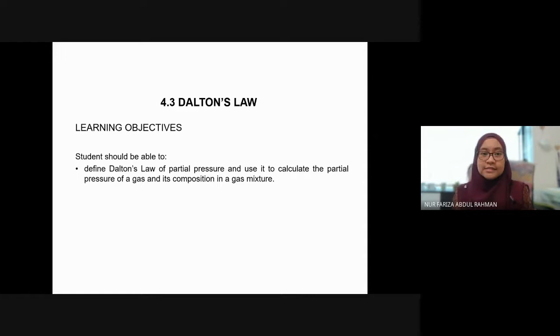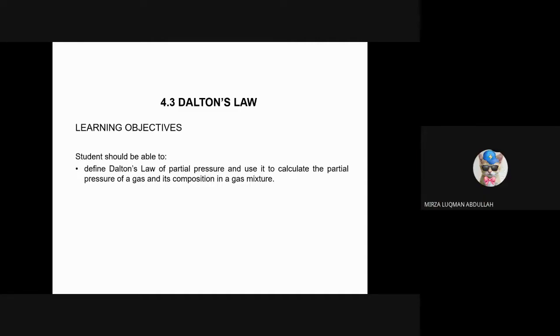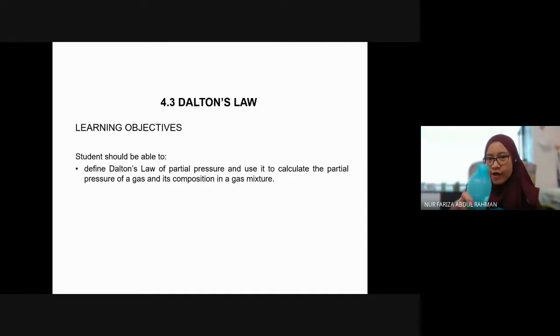ideal gas equation. Next we have Dalton's law. Any question related to the previous subtopic? No, madam. Okay, you understand?